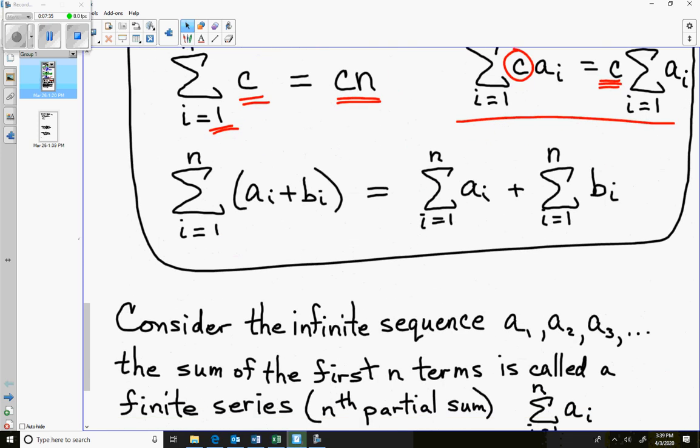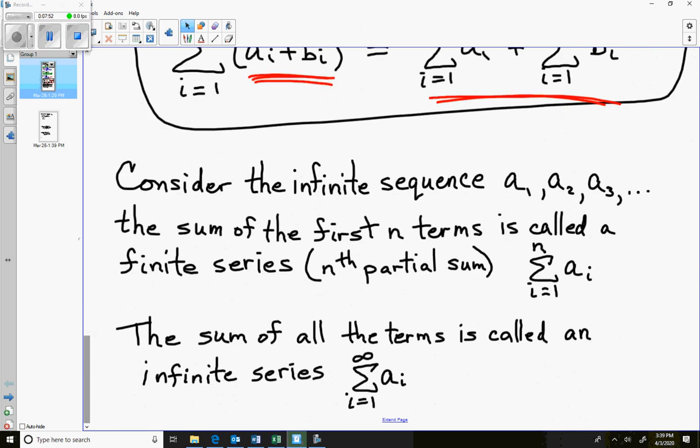And then the third one here, it is simply telling us that if we are doing a summation of a sum or difference, it could be minus as well, it's just like doing each one of them separately and adding the 2 results together. So just some basic properties that allow us to do the math.